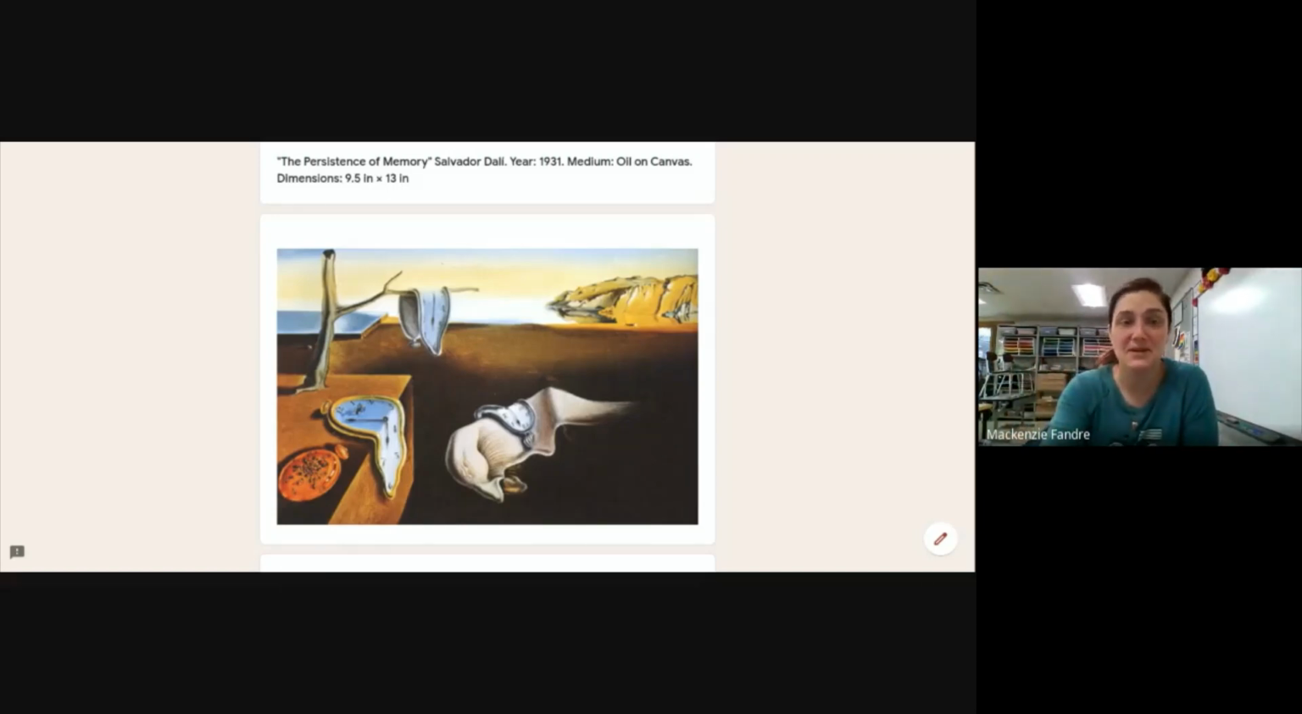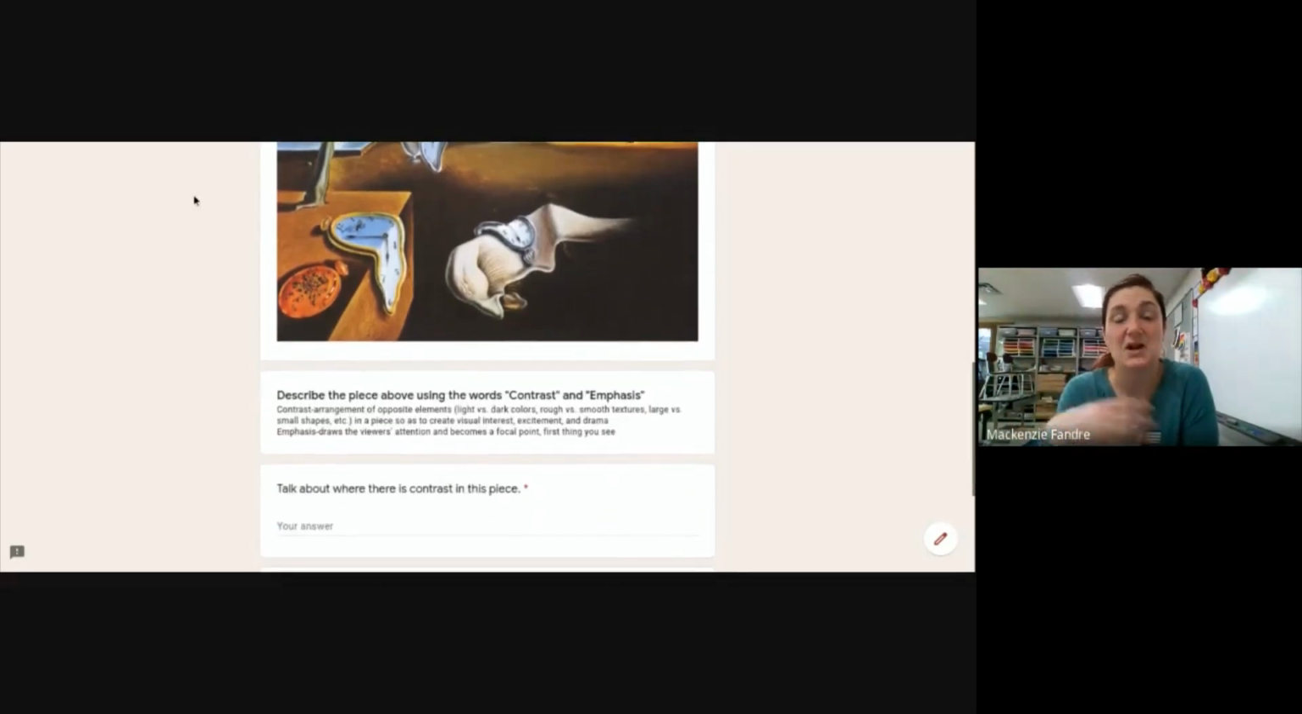And the words that we're going to use for this piece today are contrast and emphasis, two of my favorites that we talk about in art. So the first statement is, tell me where there is contrast. That's where there maybe is something very light next to something very dark, or something with vertical lines next to something with horizontal lines. It's when these two very different ideas are kind of smashed together. So it causes that kind of drama when you're looking at a piece.